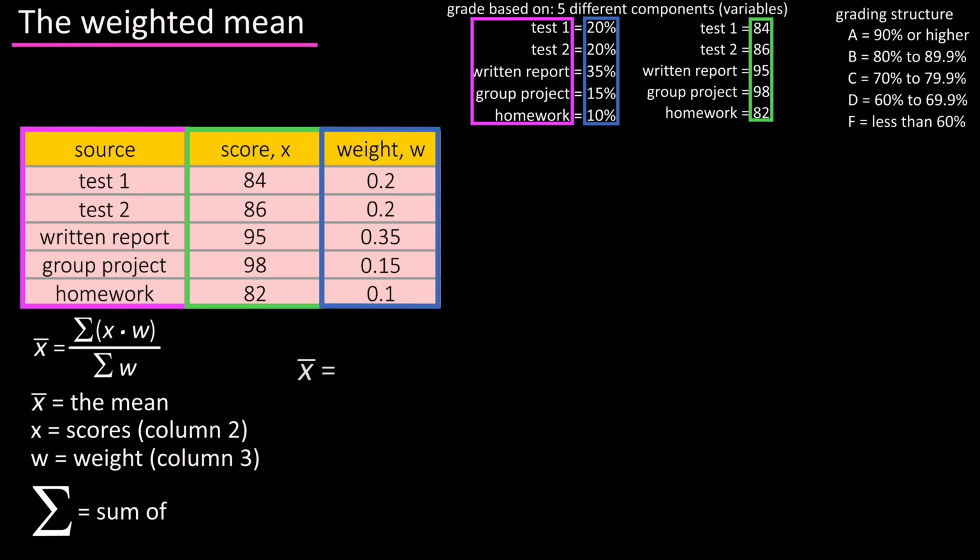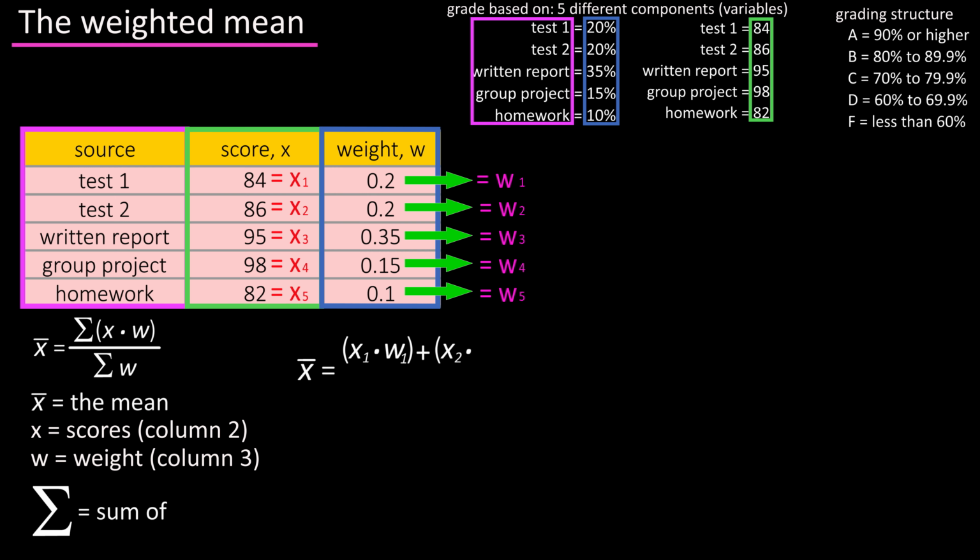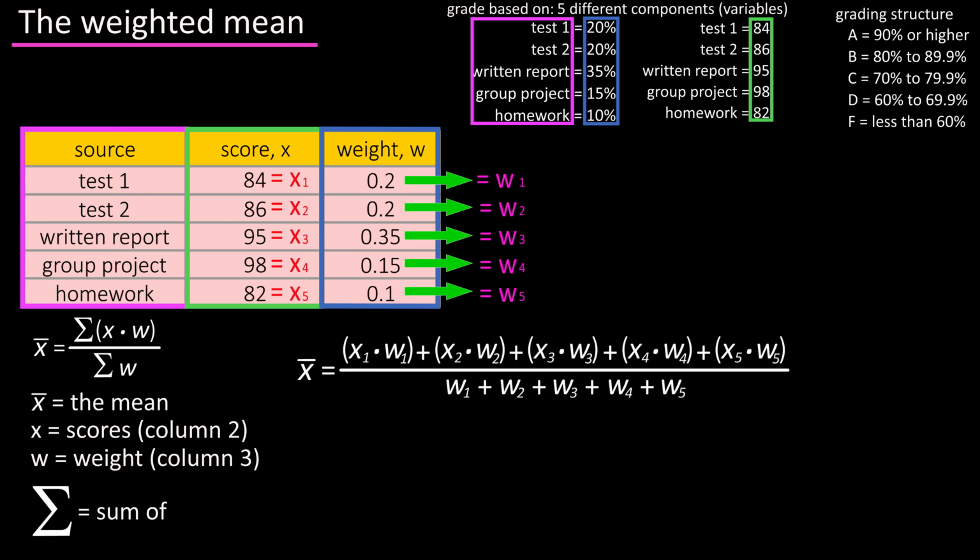The long formula for this is x bar equals x1 times w1 plus x2 times w2 plus x3 times w3, and so on through x5 and w5, since we have 5 variables or sources. And if there were more sources or variables, this would continue on for however many variables there were. And the bottom of the equation is w1 plus w2 through w5. So the short formula makes it more compact.